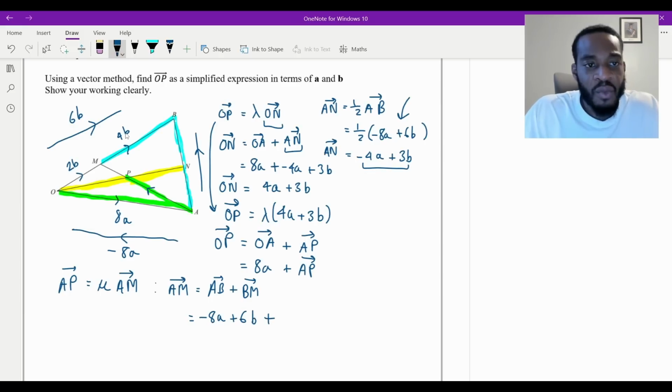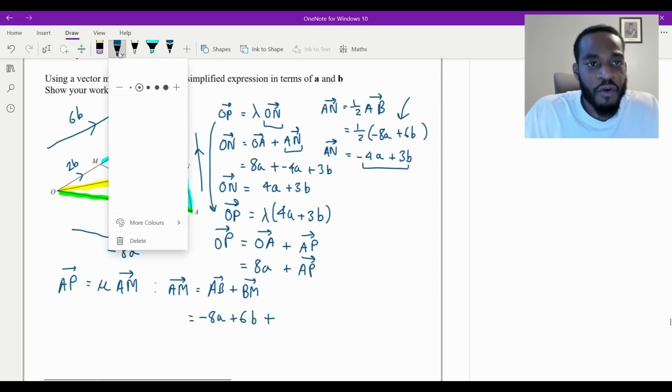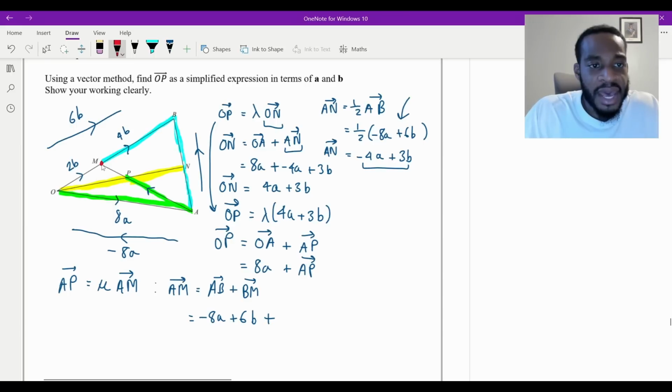And then B to M, well, remember, from here to here is M to B. M to B, as we can see quite clearly, is 4B. So B to M is just going in the opposite direction. So it's going to be minus 4B, isn't it? Like that, just literally that one in the opposite direction. So with that being said, B to M is going to be minus 4B, and I can put that there like that.